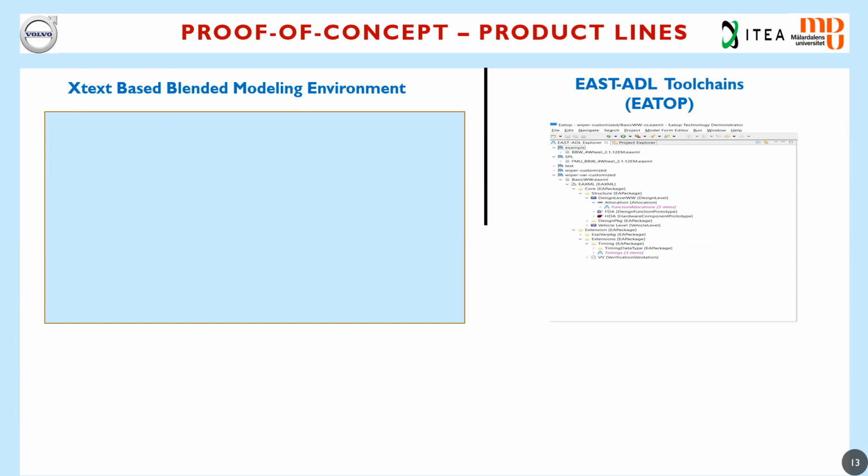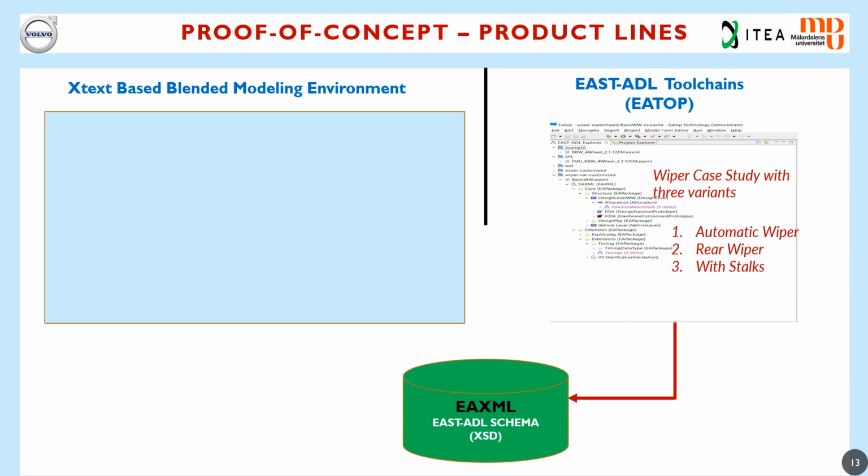So this demo basically deals with the blended modeling of software product lines. Here again, as we already discussed, we have used the EATOP, but in this case study, this is also the Viper case study, but we have three variants. We developed the system model that has three variants. One is automatic Viper, then rear Viper, and with stalks. So the system model is available in EXML.